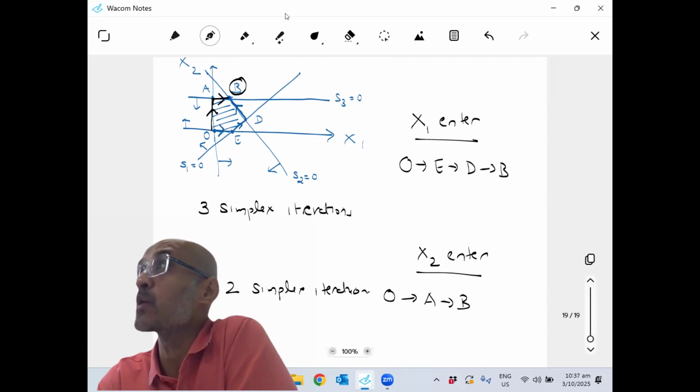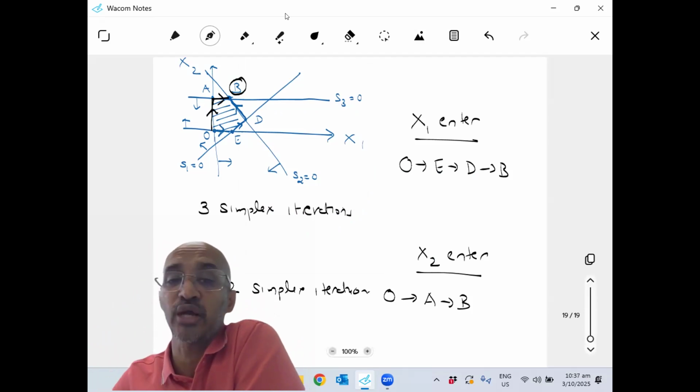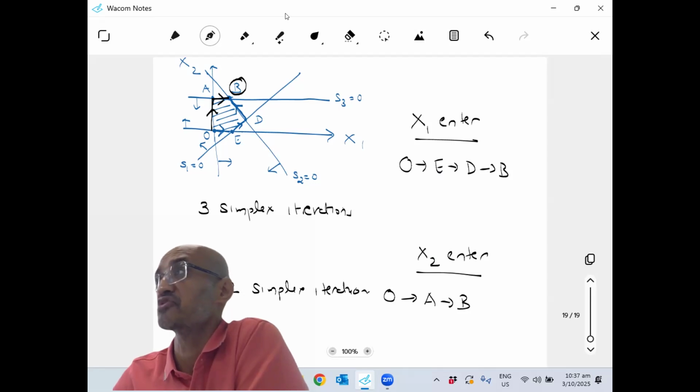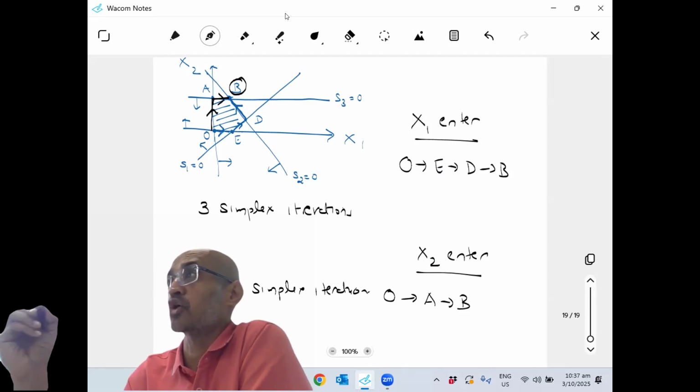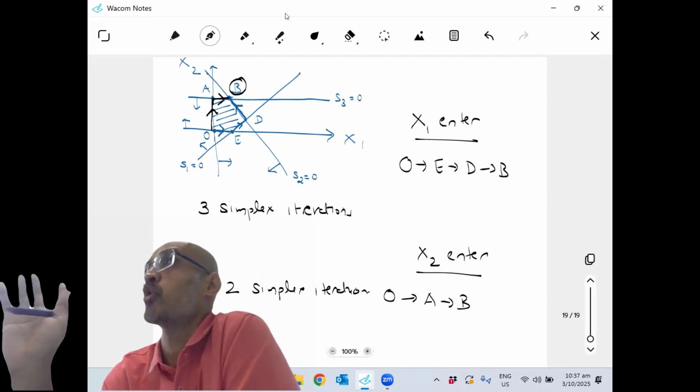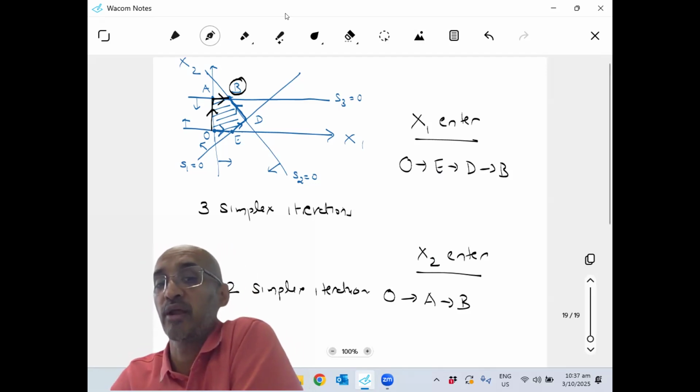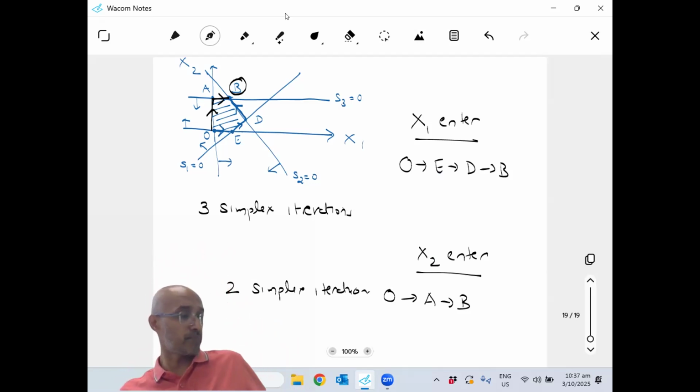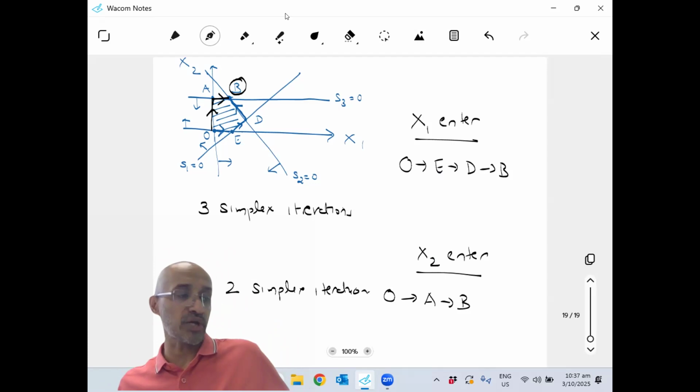One very important thing in simplex is, as you can see, we are going along the boundary. These are called the faces. There are some algorithms which I will cover in the second half where you can go to the interior of the feasible region. We won't do that at this point, but the simplex method goes along the boundaries. Any questions with the simplex method?